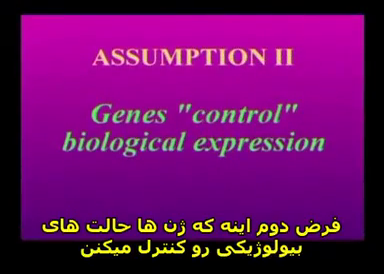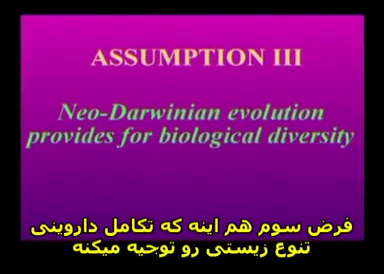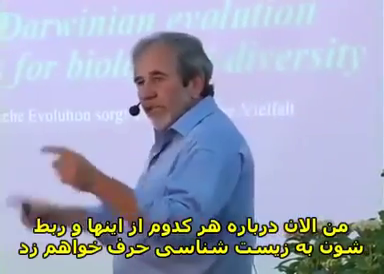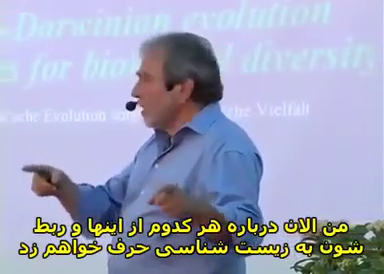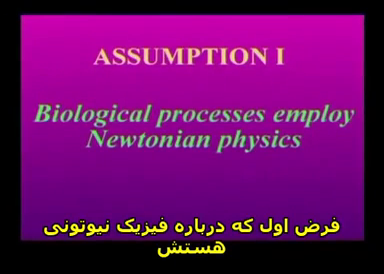Assumption number 2, genes control biological expression. And assumption number 3 is that Darwinian evolution provides for the biological world that we have. I will now talk about each one of these in a row and how they relate to biology. The first assumption about Newtonian physics.